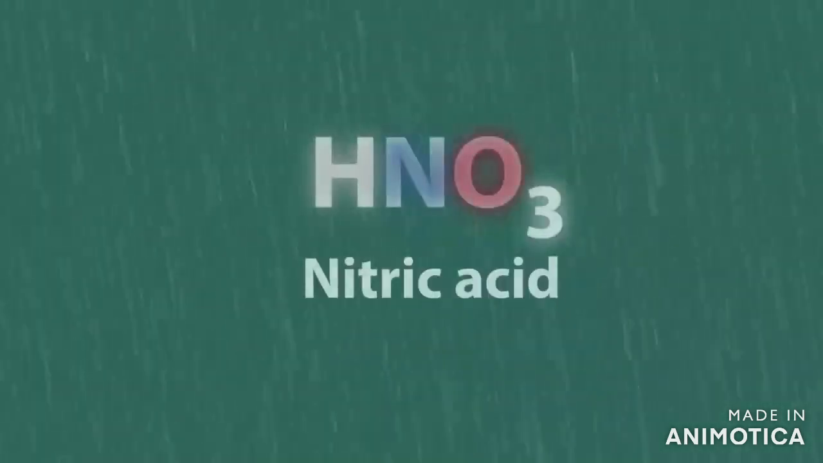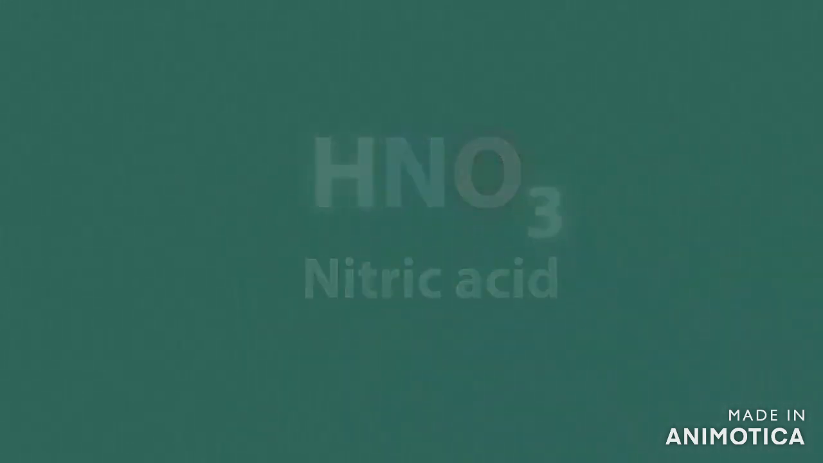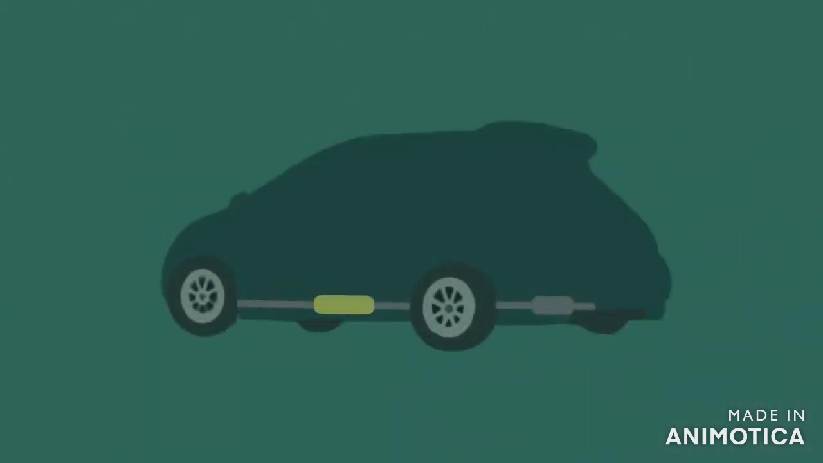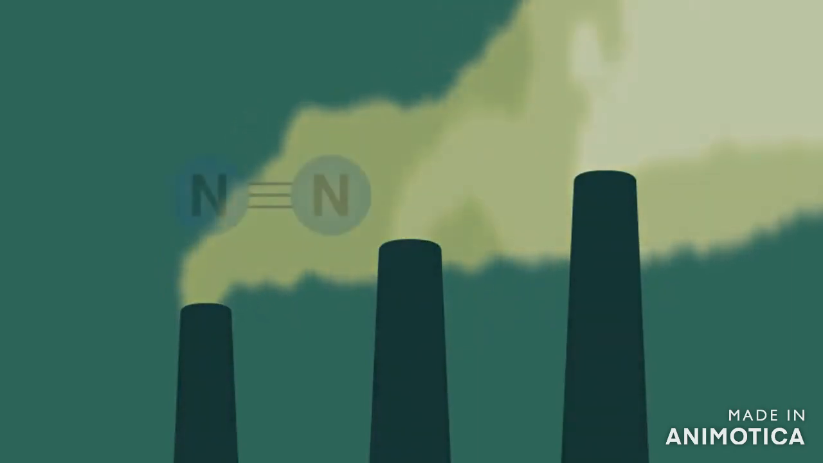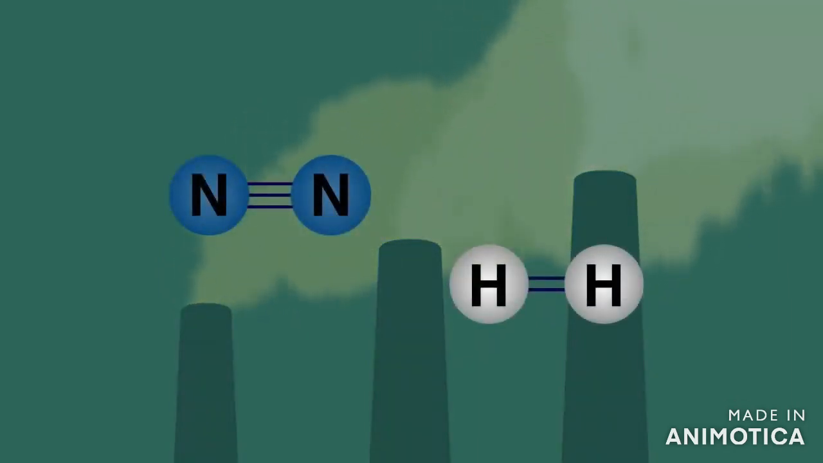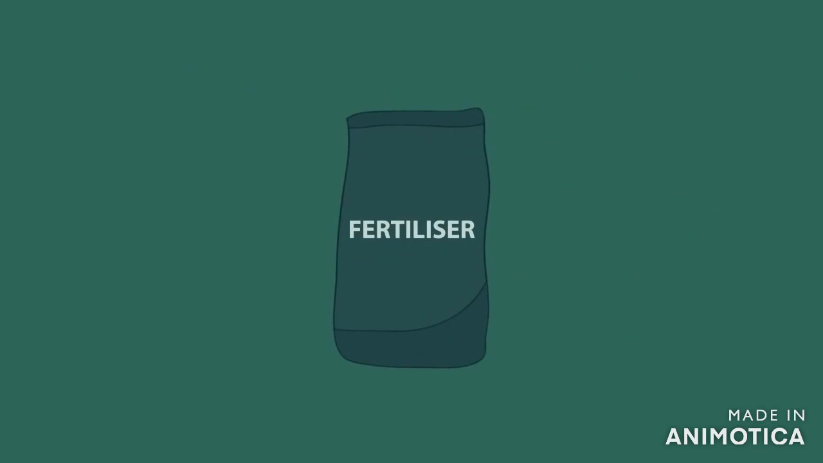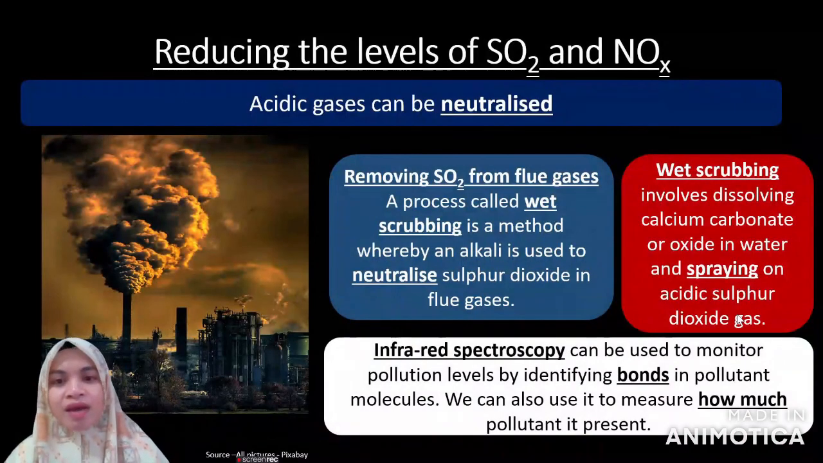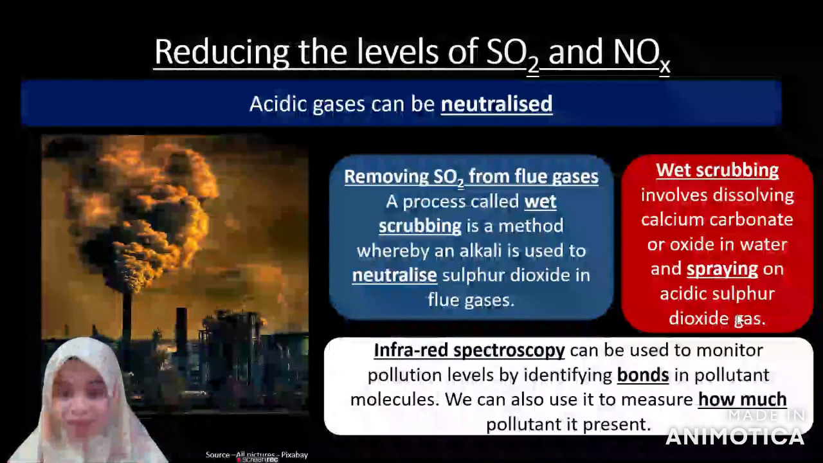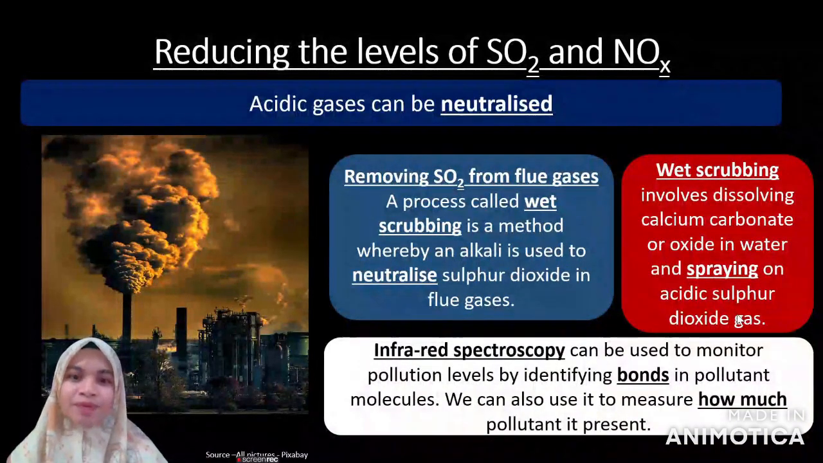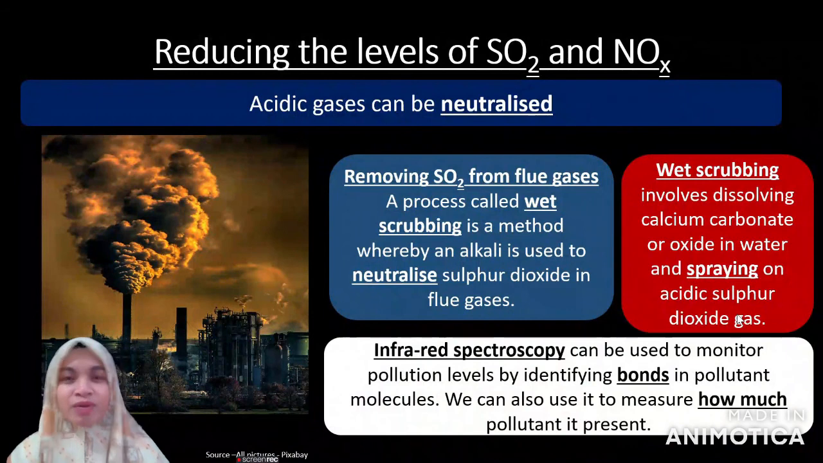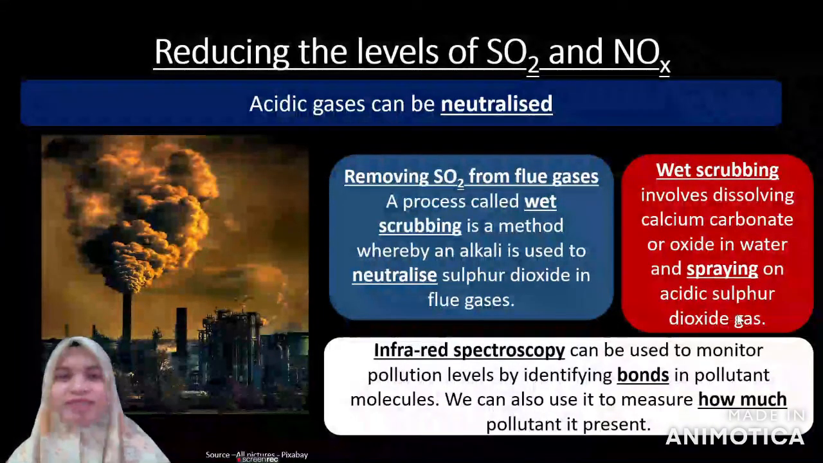So how do we reduce nitric acid in rain? This time, we need to put catalytic converters in the exhaust pipe of all our motor vehicles. Essentially, they convert the oxides of nitrogen back into oxygen and nitrogen. So how do we monitor the pollution in the atmosphere? IR spectroscopy is used to monitor the pollution levels by identifying bonds in pollutant molecules. So it is also used to measure how much pollutant is present.